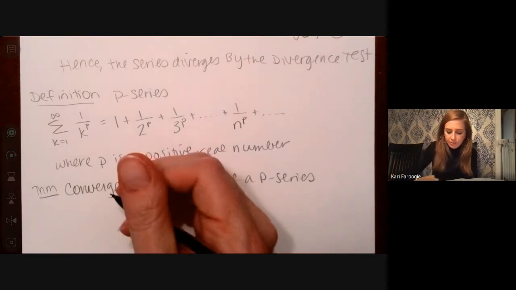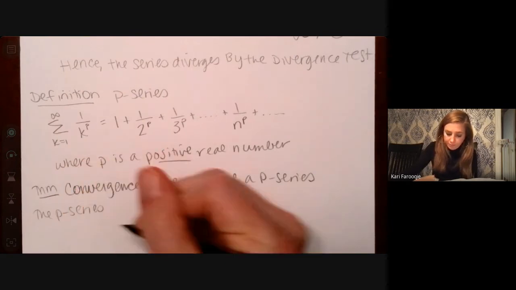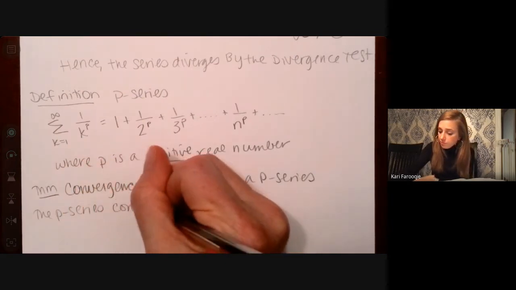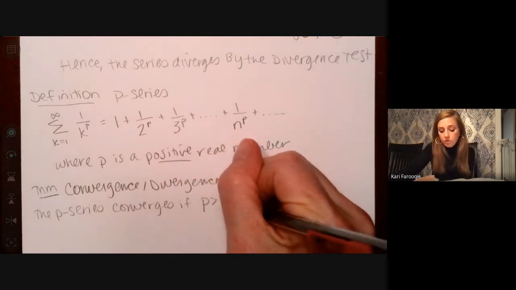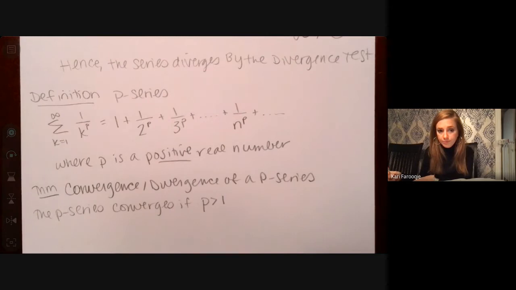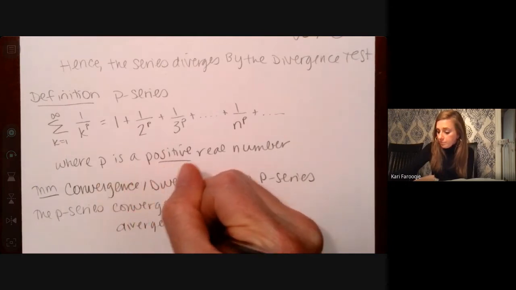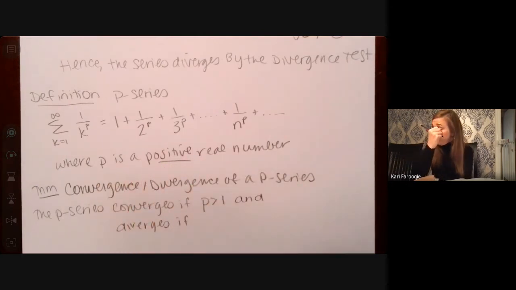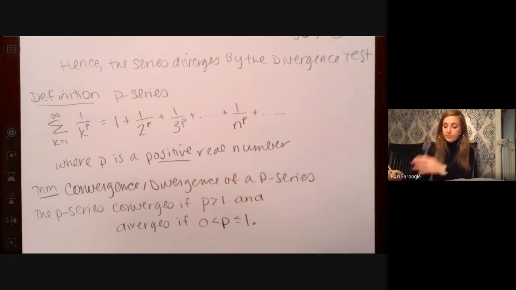All right, the p-series converges if p is greater than 1 and diverges if p is between 0 and 1 inclusive. Now, if p equals 1, you have the harmonic series.